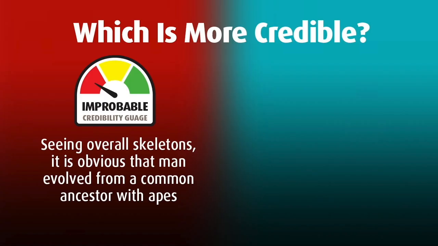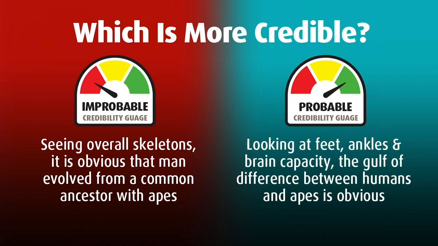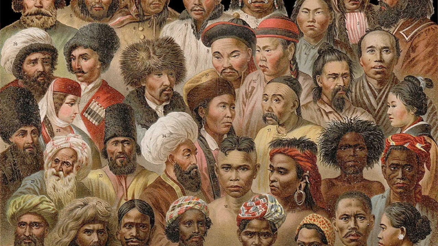Seeing overall skeletons, it is obvious that man evolved from a common ancestor with apes. Looking at feet and ankles and brain capacity, the gulf of difference between humans and apes is obvious. If we look at all the different people on Earth, we can see that there are lots of differences. But one thing should be obvious. There's really just one race, the human race. And all those other differences don't really amount to a whole lot.